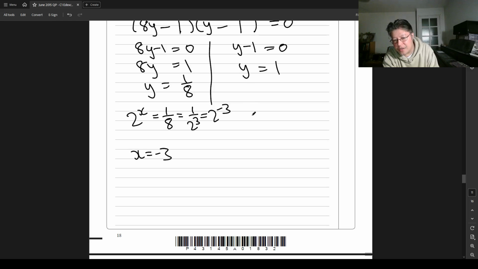And the other solution, we get 2 to the x equals 1. And you can put this as a power of 2, I suppose. It's 2 to the 0. Anything to the power of 0 equals 1. So we know that x must be 0 as the second solution.